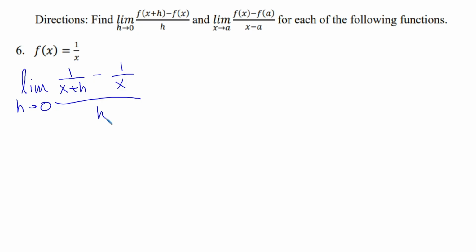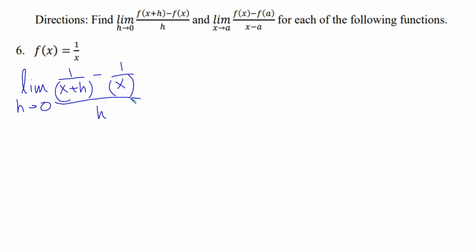And we see that this is a complex fraction. So when we're dealing with complex fractions, we always want to get a common denominator, at least within the portion of the fraction that has extra fractions. So right here, I've got x plus h, so that's going to be part of my common denominator. And here I've got x, so that's going to be the other part of my common denominator.